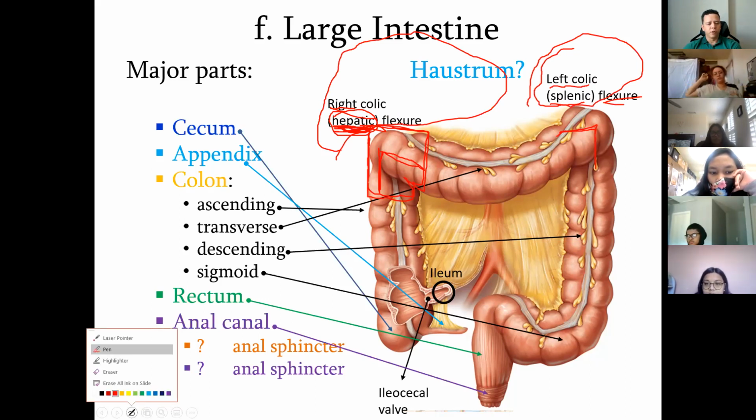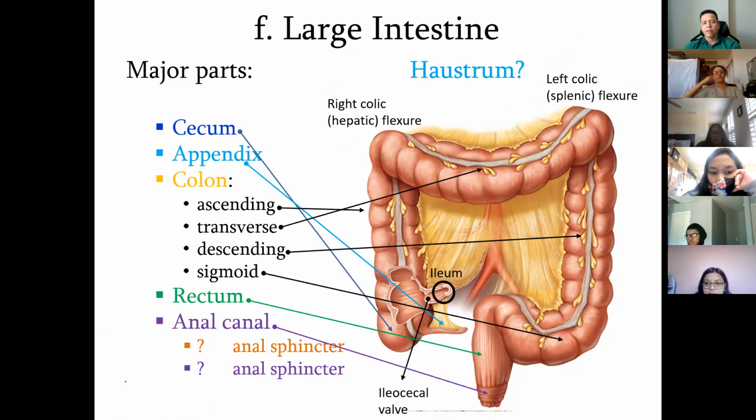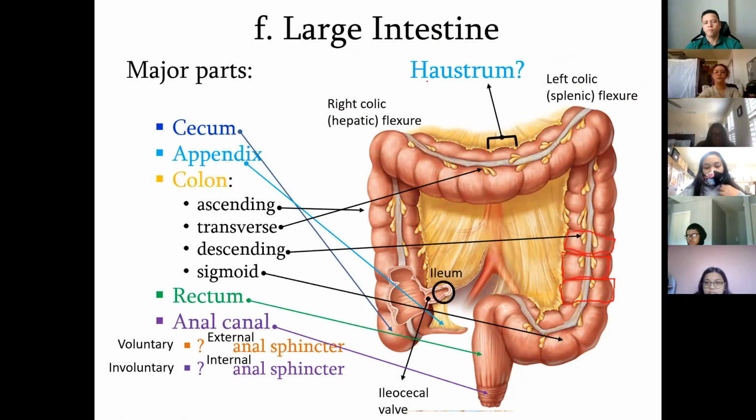Two more structures I want you guys to know, actually three more. We can see right here that this large intestine has this very strange look to it, okay? We're going to see all these little sections of the large intestine. Each one of the sections here, folks, is what we call a haustrum. So the haustra are these little sections of the large intestine.